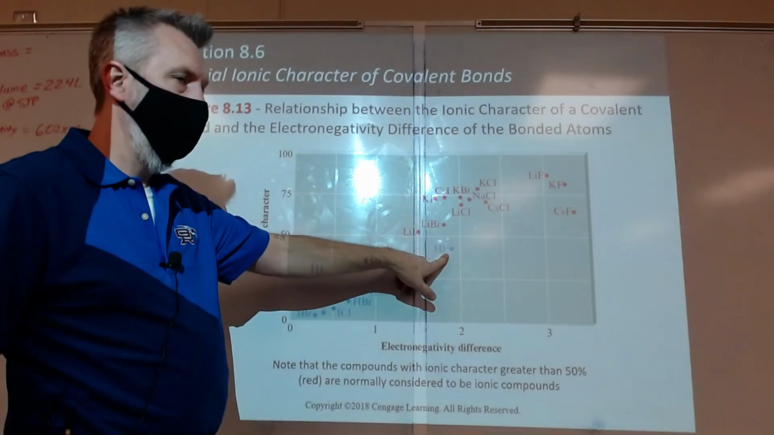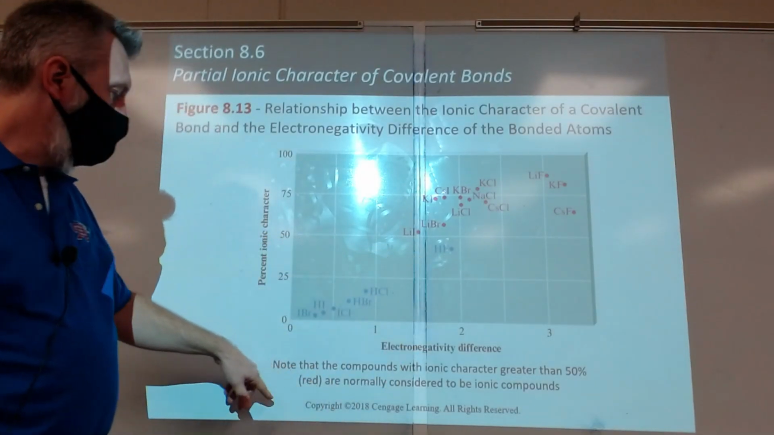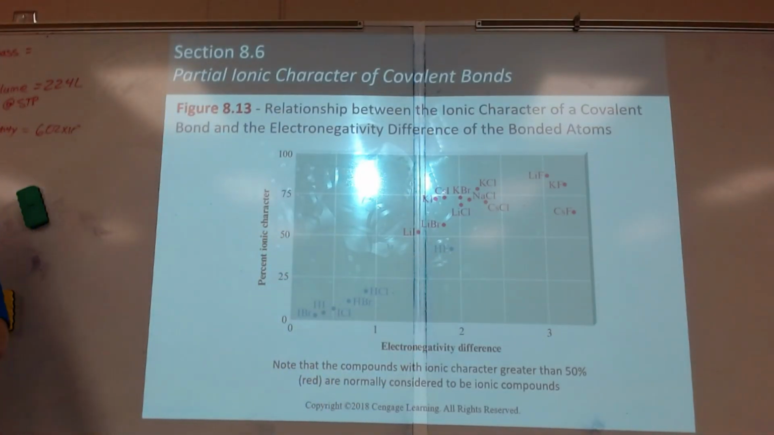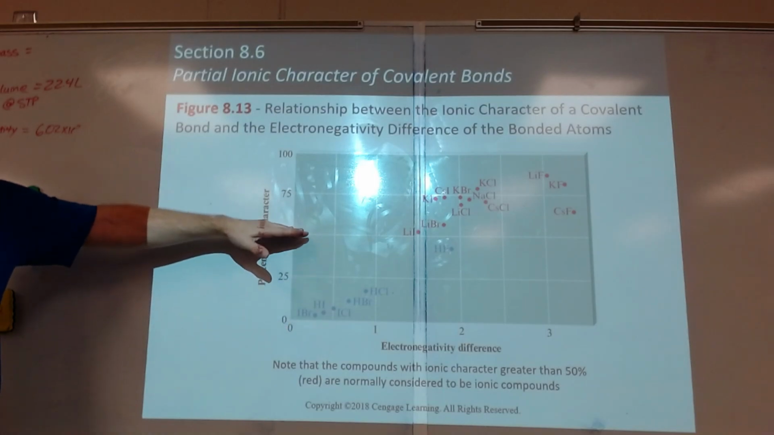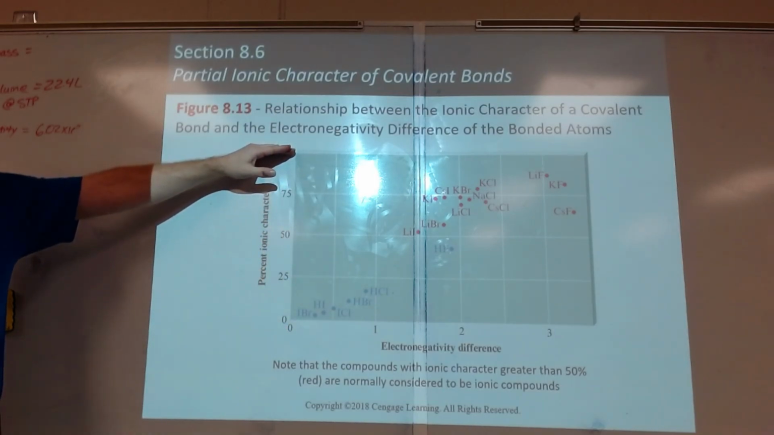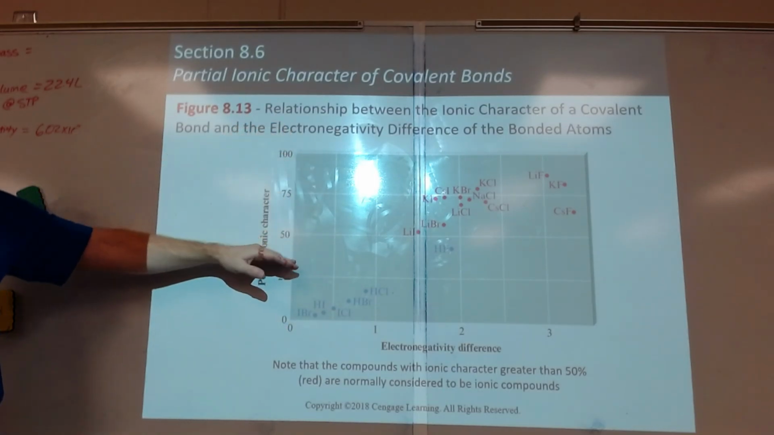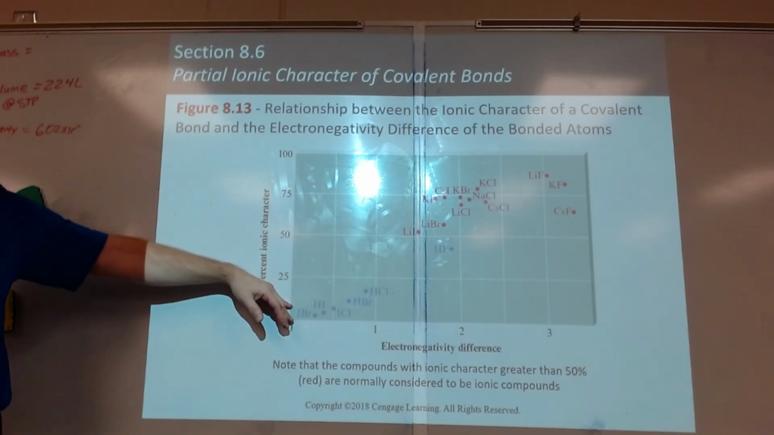And again, if you do the math, you can actually see this has got a difference of like 1.9. We gave you that very rough estimate, but you can actually do math here. And you'll notice basically all these guys who are red, we're going to call those ionic, and these guys down here we typically call covalent.